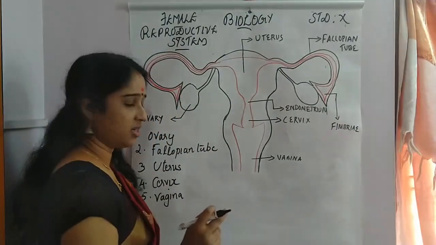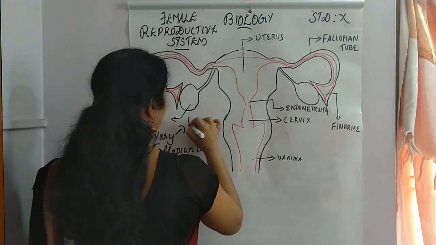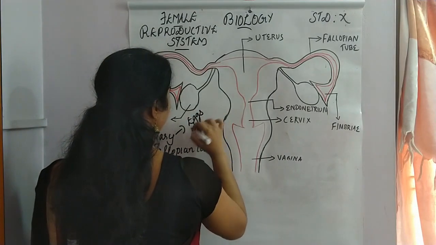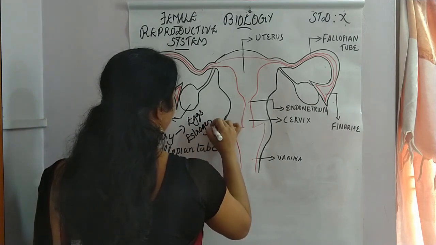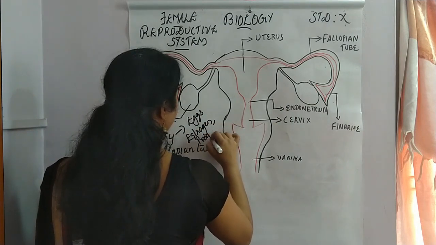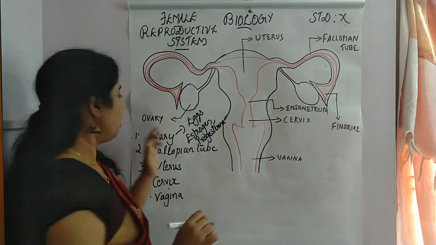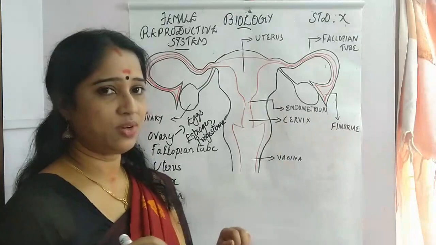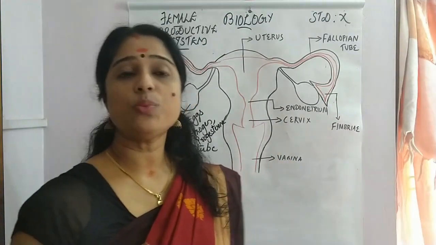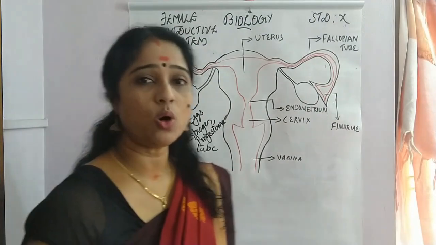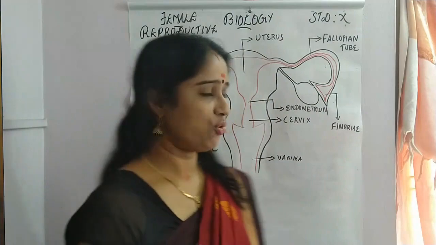Then we can move on to the function. Can you guess what the functions of the ovary are? The ovary has 2 main functions. It secretes hormones, and 2 hormones are secreted. They are estrogen and progesterone. Ovary produces 2 main substances. First one, as we all know, eggs. And it also produces 2 female hormones or female sex hormones known as estrogen and progesterone.